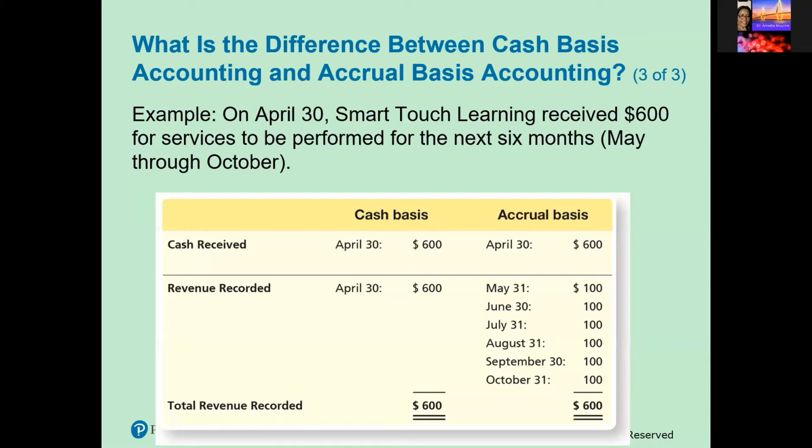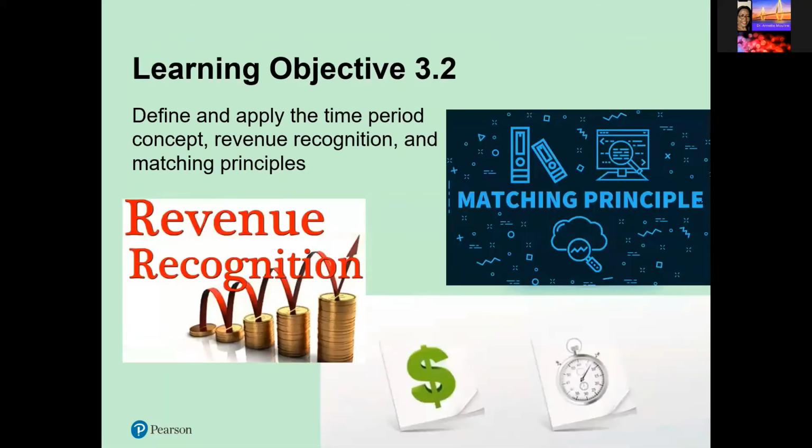So that's learning objective 1. Now we're getting to learning objective 2. Define and apply the time period concept. We're going to talk about revenue recognition and matching principles. What exactly are they? So the first one we're going to talk about is the time period concept.